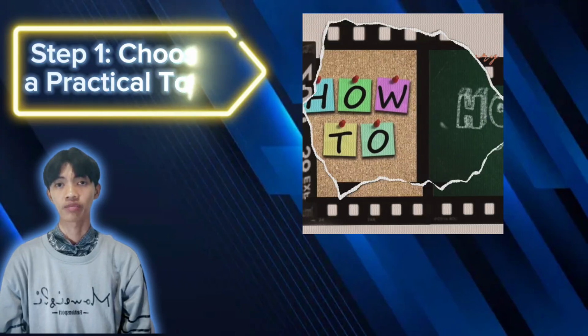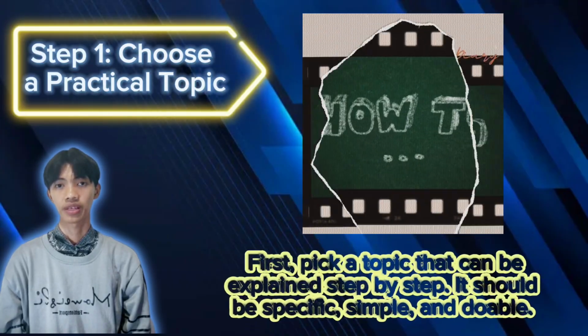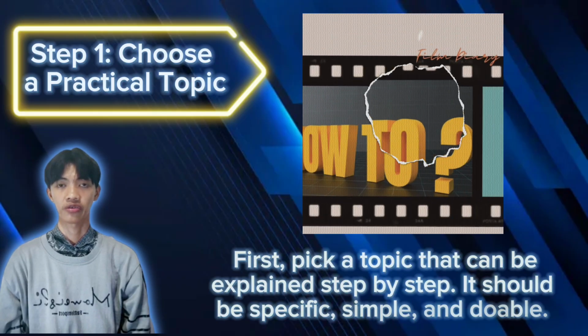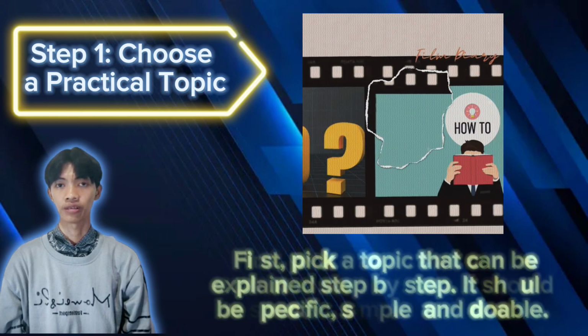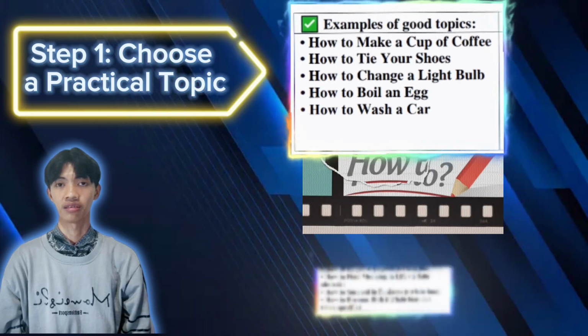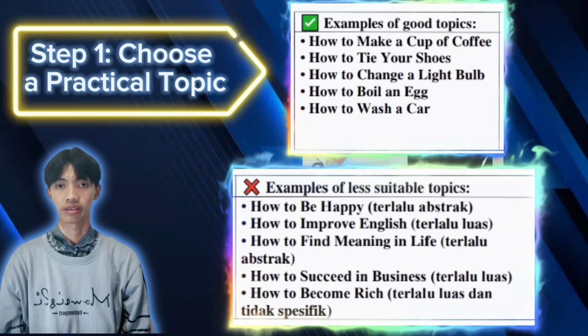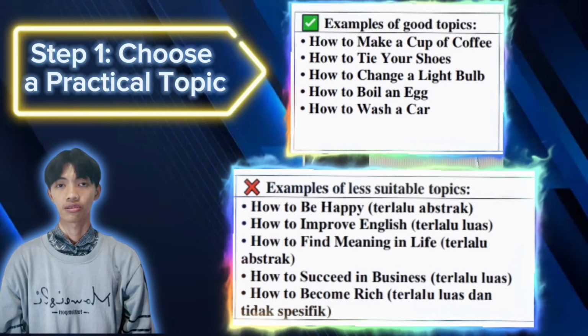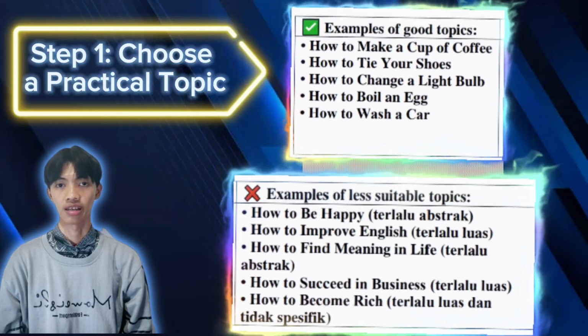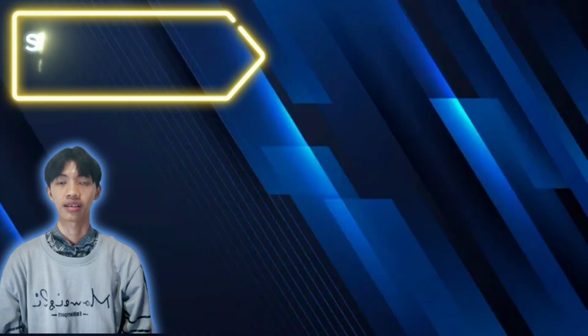Step 1. Choose a practical topic. First, pick a topic that can be explained step by step. It should be specific, simple, and doable. These are examples of good topics, and these are examples of bad topics. Choose a topic about your favorite thing to make it easier when writing procedural text.